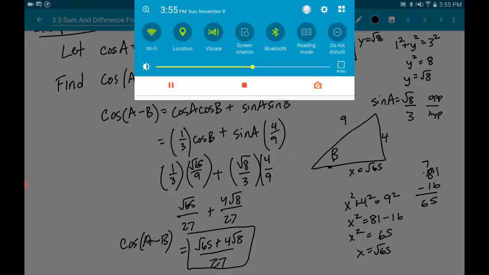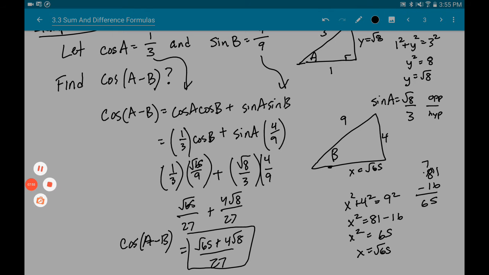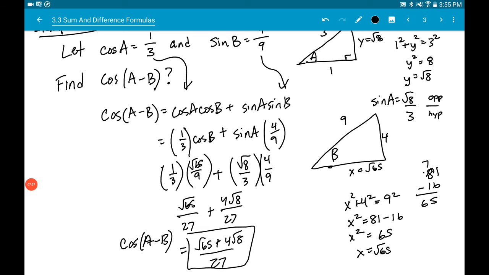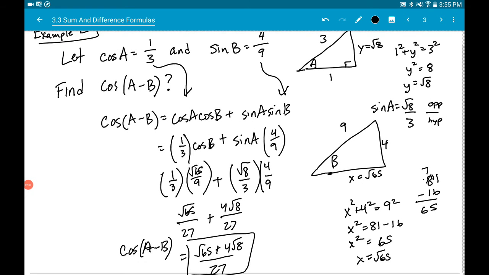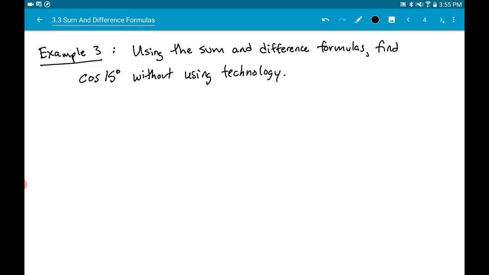All right, so almost just as much algebra as we would have trig. So check that out. Nice, another example. Let's do one more. It's a little bit more clever here. It says using the sum and difference formulas, find cosine of 15 degrees.